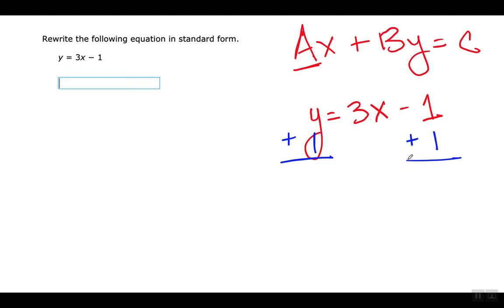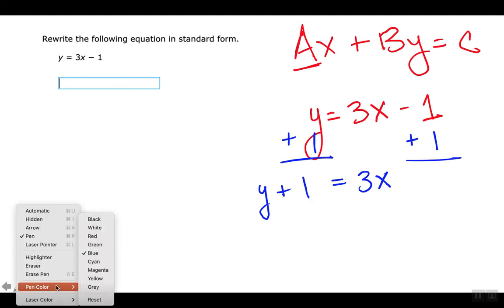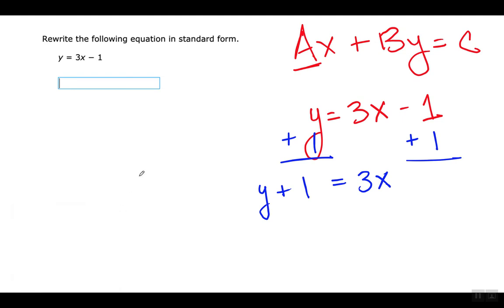Okay, so when I do that, I'm going to have y plus 1 equals 3x. And now I'm going to move the y to the right by subtracting y from both sides. You could have done all this in one move, okay? I'm just doing it like every little step. But you could have done all this as mental math in one move.